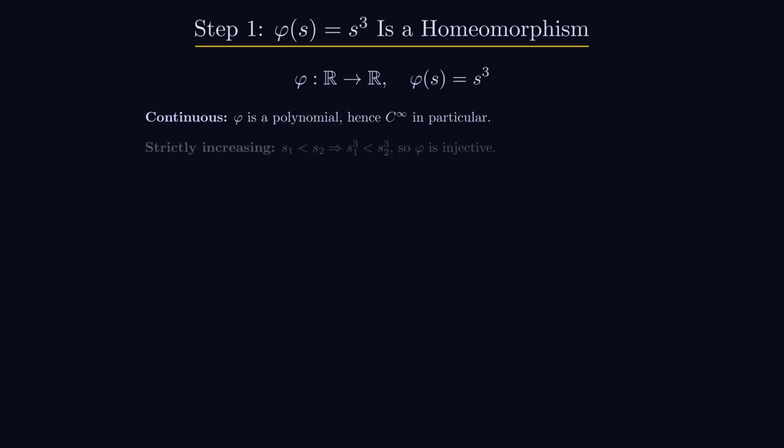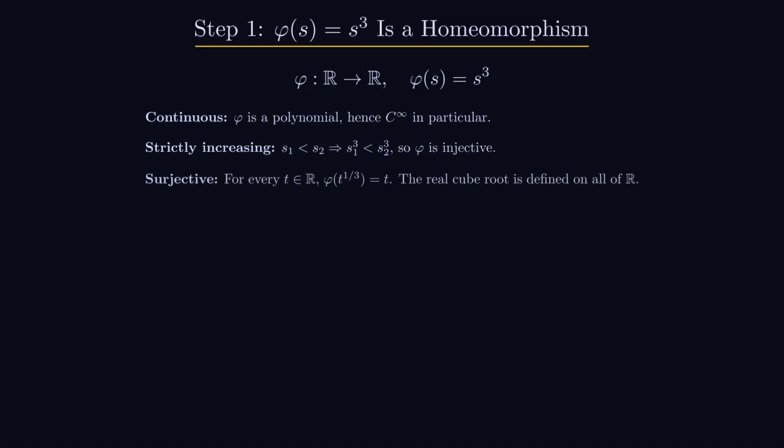If S1 is less than S2, then S1 cubed is less than S2 cubed. Because of this, the map is injective. Third, phi is surjective. For any real number t, the real cube root t to the 1/3 is a well-defined real number, and phi of that quantity equals t. The real cube root exists for every real t, including negative t, because the cube root of a negative number is negative. Fourth, the inverse phi inverse of t equals t to the 1/3 is continuous on R.